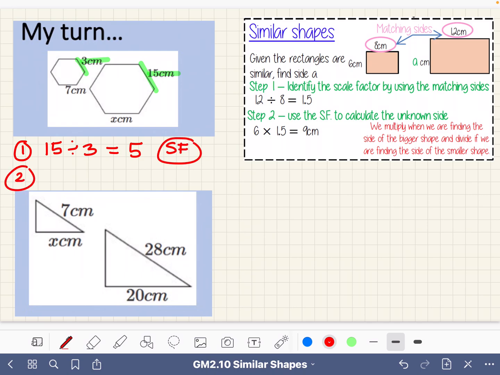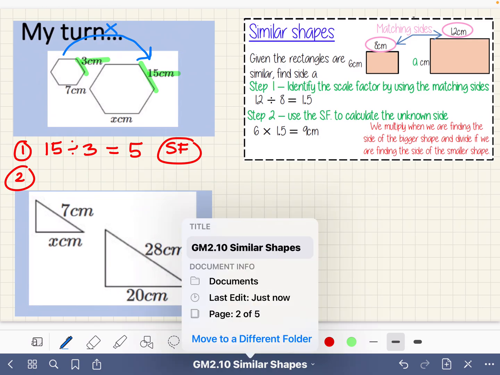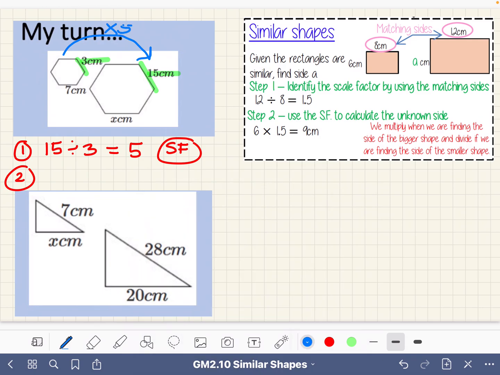Step 2 is to now use that scale factor. So if we multiply when we are finding the side of the bigger shape, and we divide if we are finding the side of the smaller shape. So that means if I am going from this shape to that shape, I need to times by my scale factor of 5. If I'm going backwards, I would need to divide by my scale factor of 5.